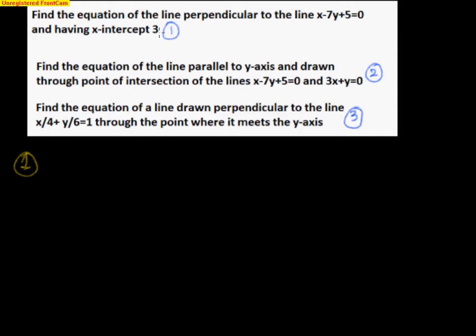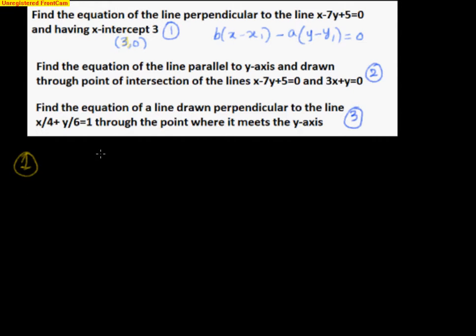That means there is a point hidden here, right? X-intercept is 3 means the point is 3, 0. So I know the point is 3, 0, and I will directly substitute in my equation, which is nothing but b into x minus x1 minus a into y minus y1 is equal to 0.